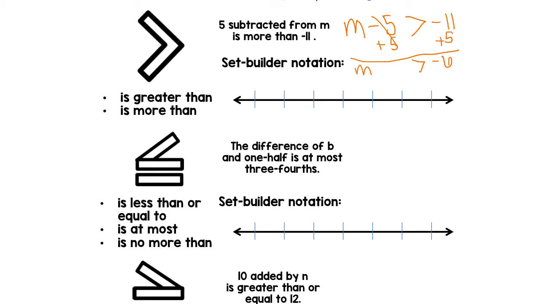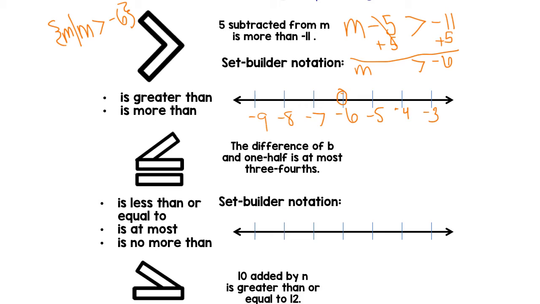We need set builder notation, and I didn't leave myself any room, so I'm going to put it over here. Hopefully you left yourself some room. Fancy bracket. M, given that M is greater than -6 will be our set builder notation. Let's fill out our number line. -6 and up and down. So our solution is at -6.